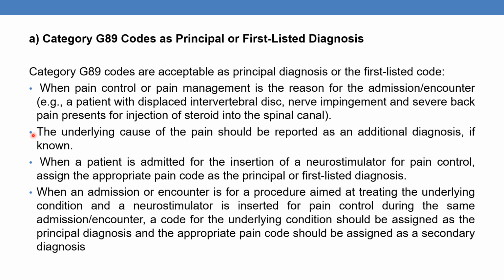First is if the reason for visit is pain control or pain management. And the next, when the patient is admitted for the insertion of neurotransmitter for pain control. Here also the reason for visit is pain control. By default, if the reason for visit is pain control, then you can use G89 series codes as PDX. But when the underlying condition is treated by a procedure, then the pain code should be assigned as SDX, secondary diagnosis.